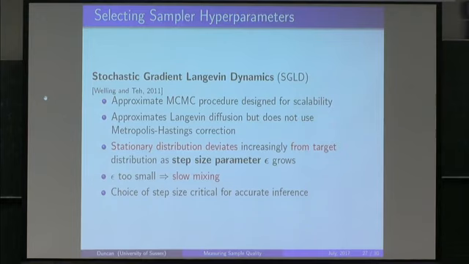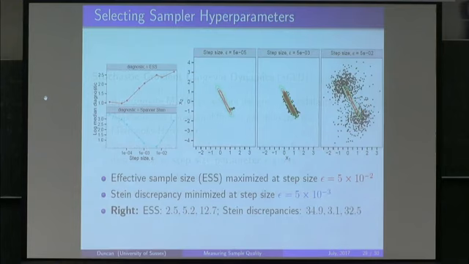And so when epsilon is small, you get very slow mixing, but the asymptotic bias is very small. When epsilon is very large, then it mixes quite rapidly, but it's not clear what it's converging to, right? There's large discretization error. And so if we were to go by ESS, effective sample size will tell us, just make it mix as fast as possible. We don't really care about the bias. It's not able to see bias.